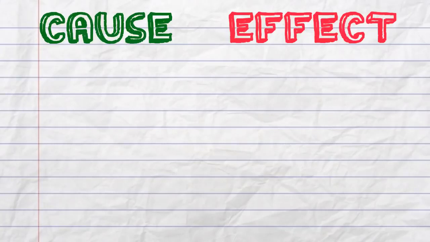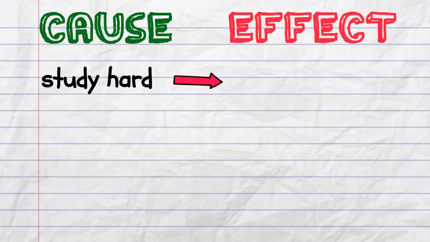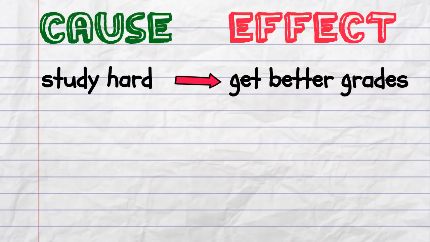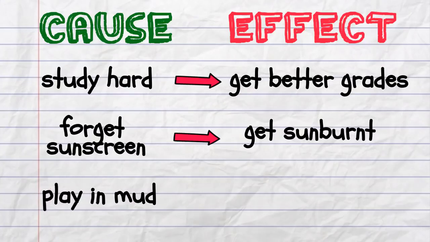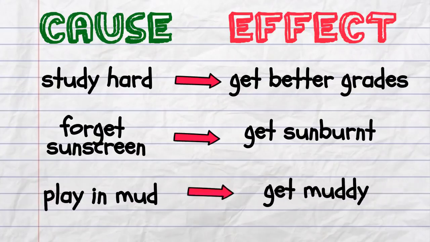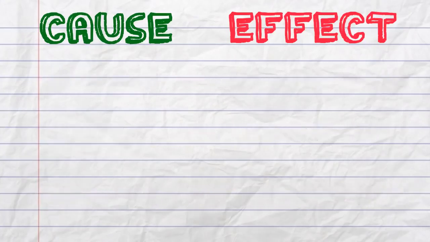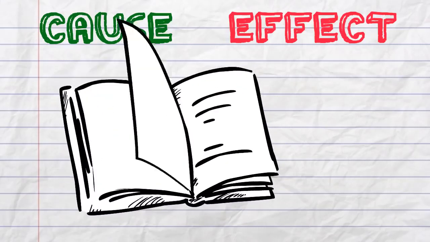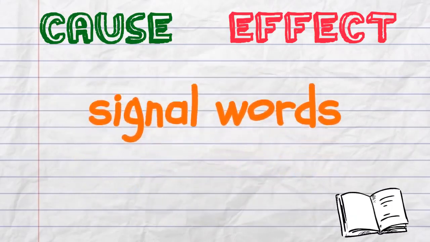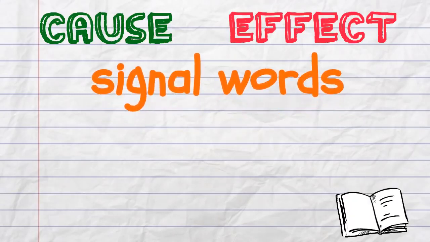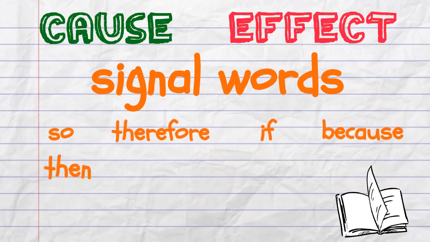Cause and effect relationships occur every day. For example, if you study hard, you'll get better grades. Forget to use sunscreen on a hot day, you'll get sunburnt. Play in the mud, get muddy. An easy way to spot cause and effect relationships in books is to look out for signal words. Cause and effect signal words tell the reader that there might be cause and effect occurring. Here are some cause and effect signal words and phrases you might come across.